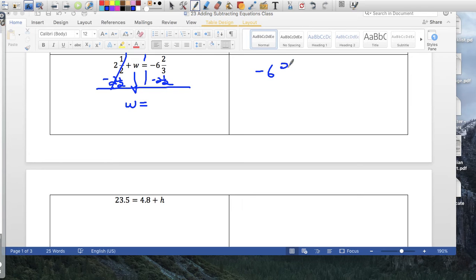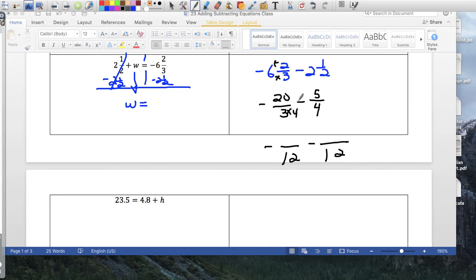and let's do this on the side, negative 6 2/3 minus 2.5. 3 times 2 is 6, plus 2... 3 times 6 is 18, plus 2 is 20 over 3, negative. Minus 2 times 2 is 4, plus 1 is 5 over 2. So the LCM, we have to change this to 12. We have to change this to 12.